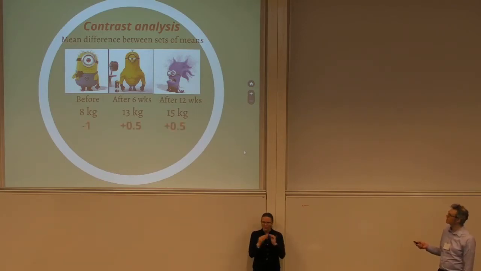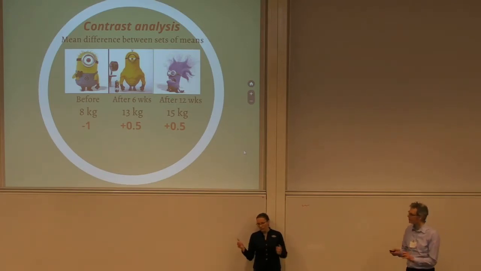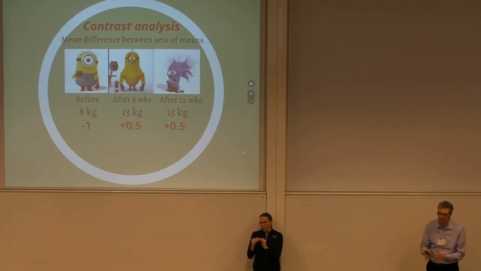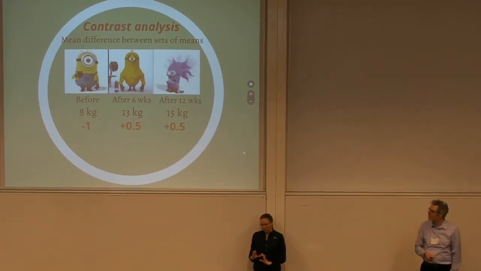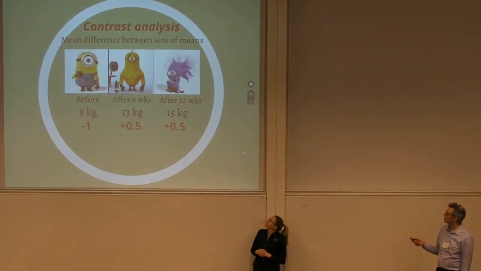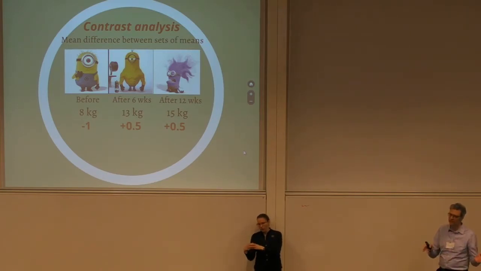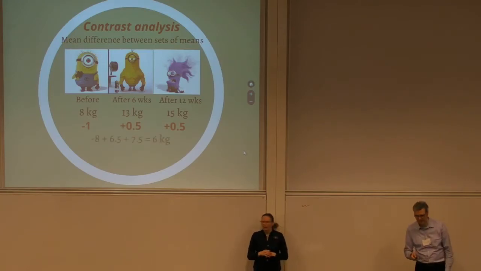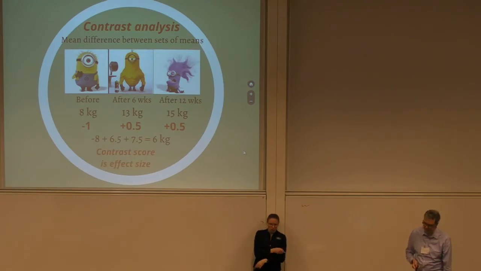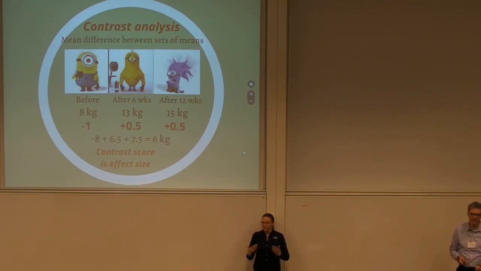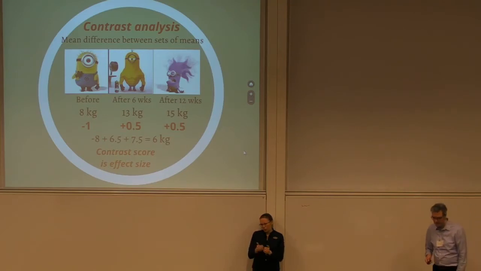You combine these two means. The after means, after 6 weeks and after 12 weeks, you combine them. And you combine them intuitively. You take the average of these, and then compare the average of these with the one before. So this is then a contrast analysis. It's basically a mean difference between sets of means. Combining the two after means and comparing them with the before. And then you would get, here, 6 kilograms. After minus before. So that's a contrast score, and that's really the effect size. It's an unstandardized effect size, the mean difference. So that's what you can work with.